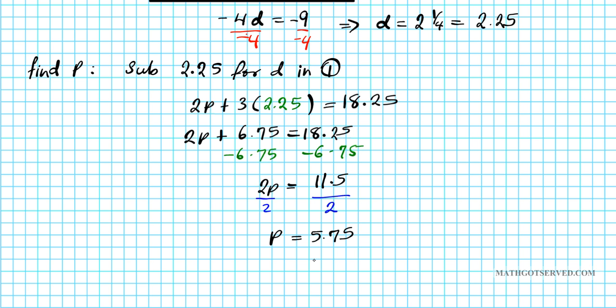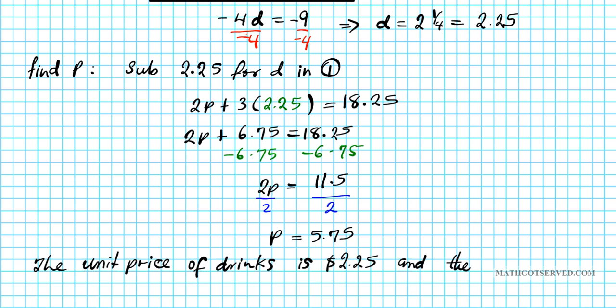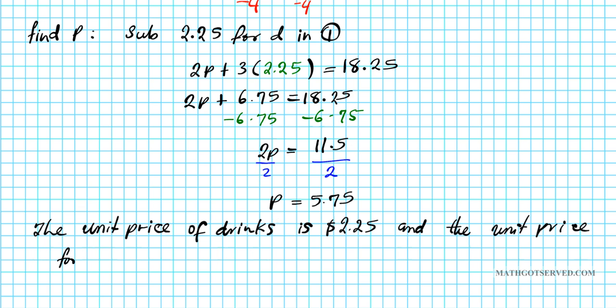All right? So we want to contextualize our solutions. What on earth does this mean? Don't just write it like this and expect full credit. You want to make sure that you explain what your answer means. Okay, so the unit price, or price of a drink, unit price of drinks is $2.25, and unit price for popcorn is $5.75, okay? So that's that.